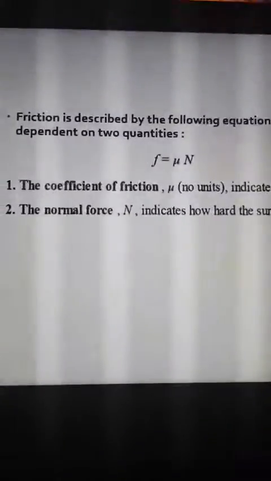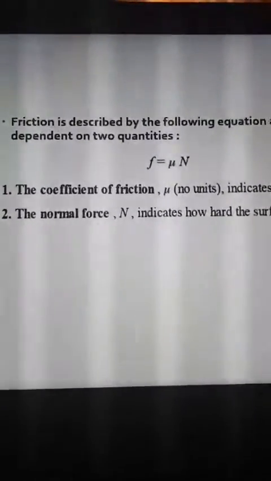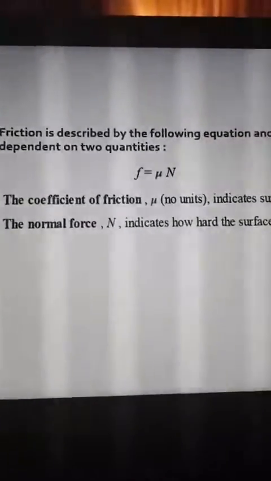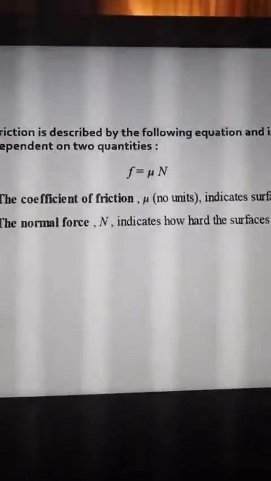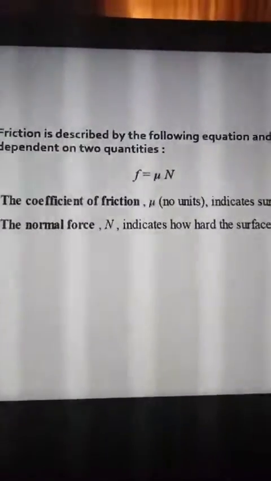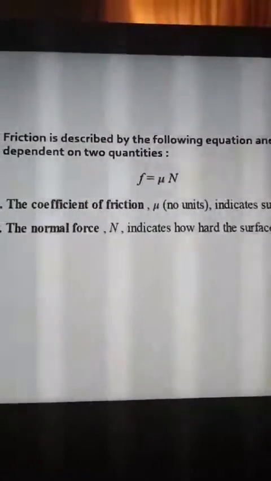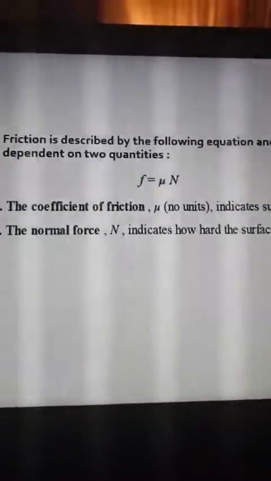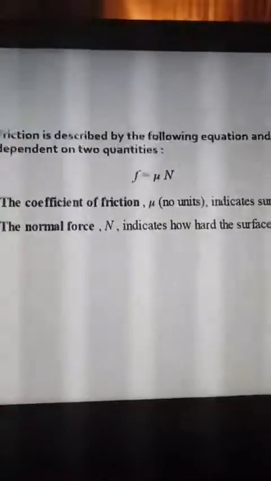We said normal force, what is it? Where do we have it? When do we have it? When two objects are in contact. When you put an object on another object, here we have a normal force. So for sure, friction depends on normal force, and also it depends on the roughness of the surface.